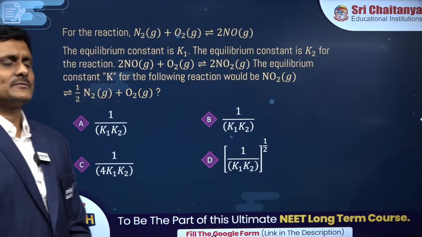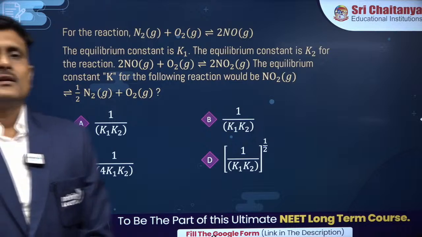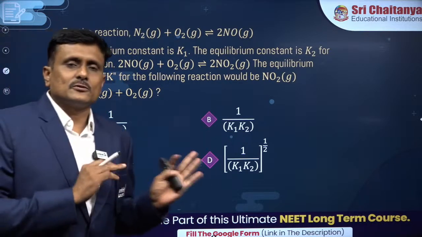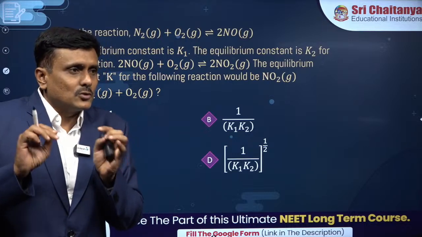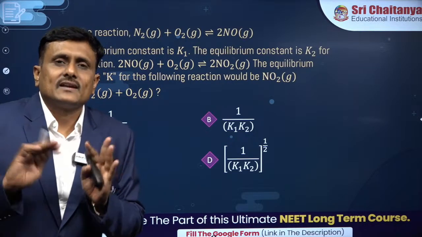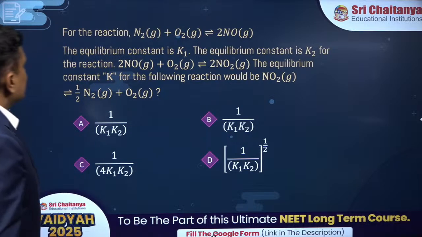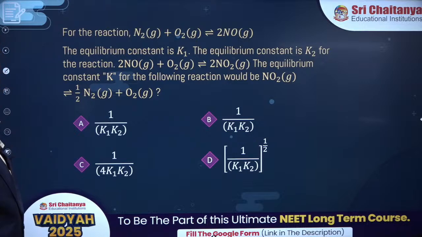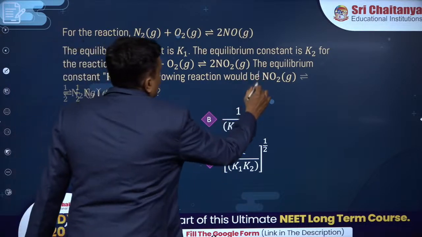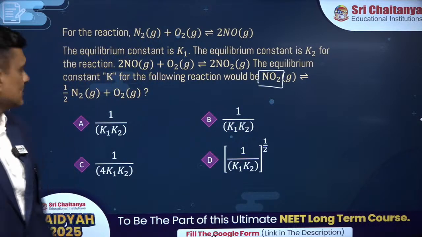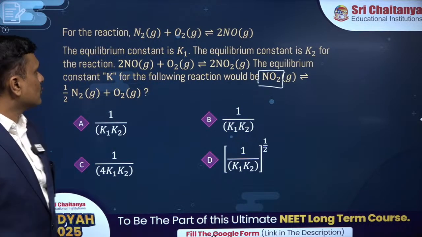FX stoichiometry, FX power, brilliant. Listen now, what's happening? Of course, we are going to do the whole question solution, but you should know how can I solve this type of question without doing much of the calculation. You have been asked to find the equilibrium constant for the following reaction, and that reaction is NO2 in equilibrium with half N2 and half O2.